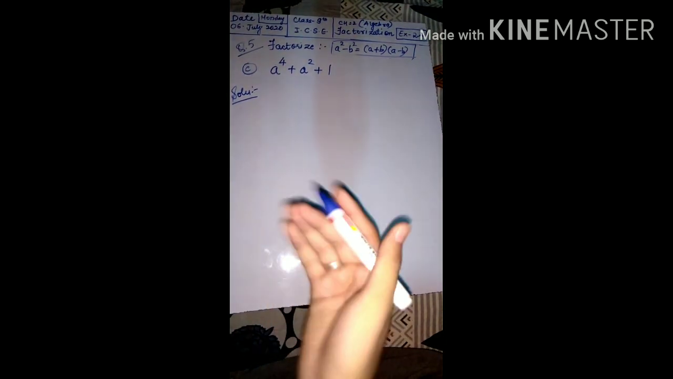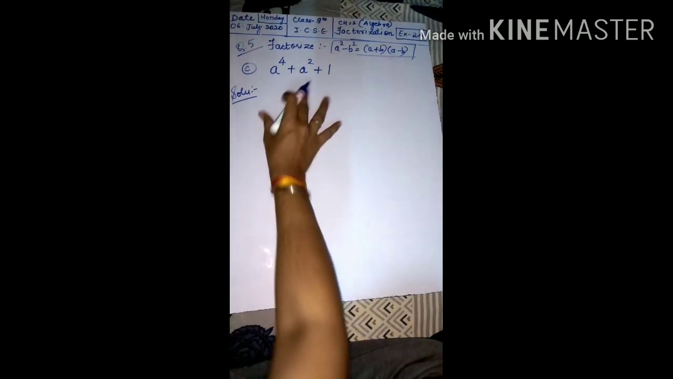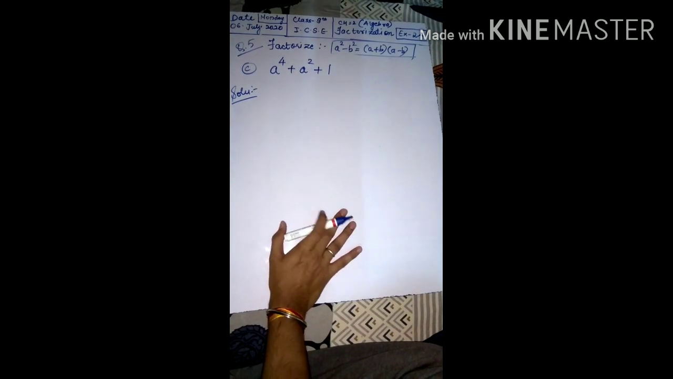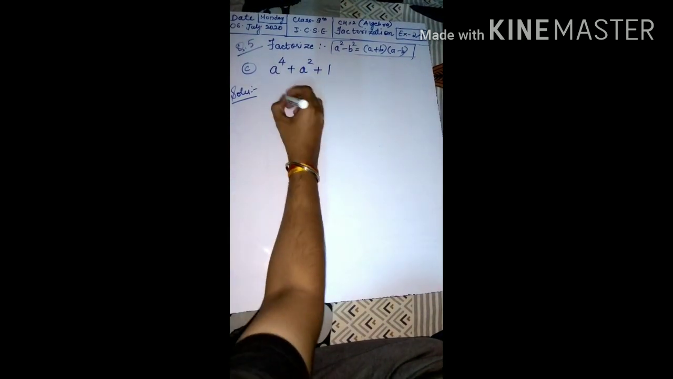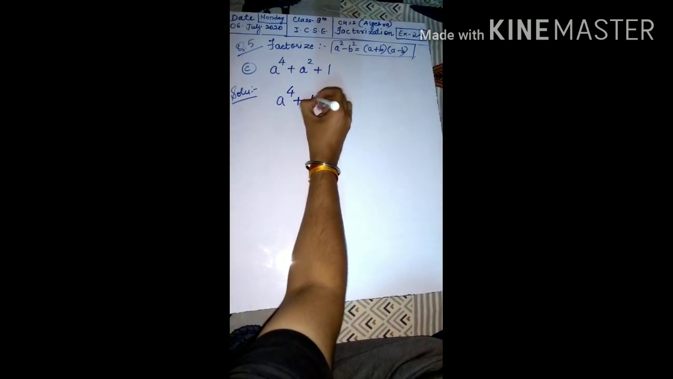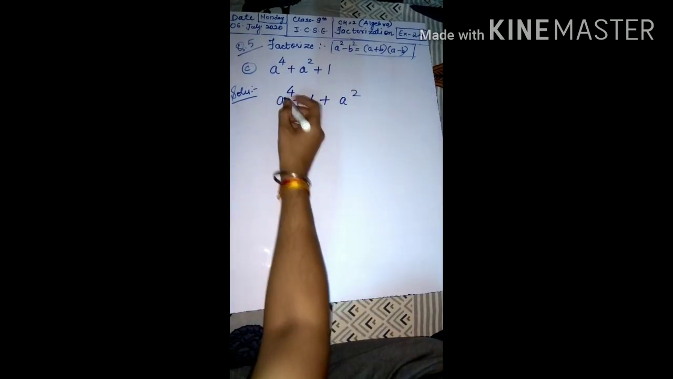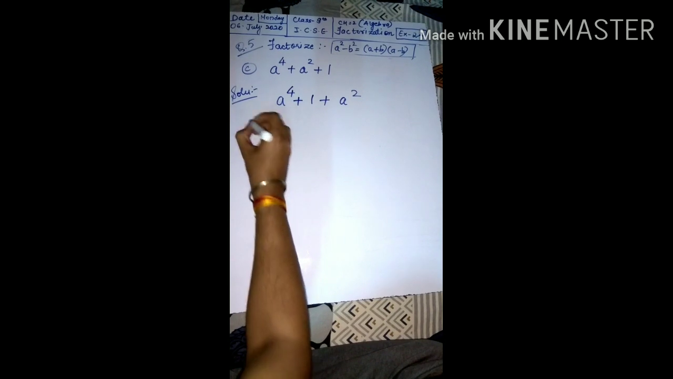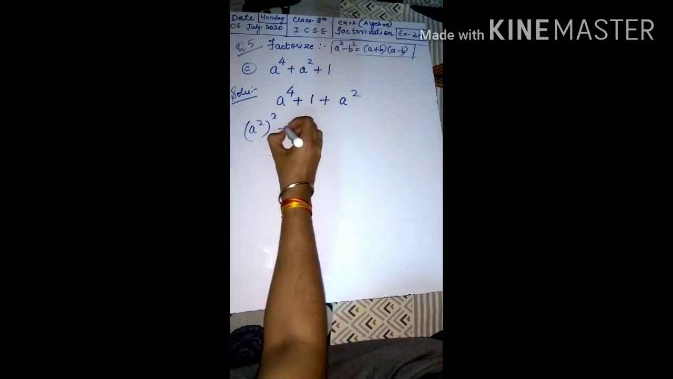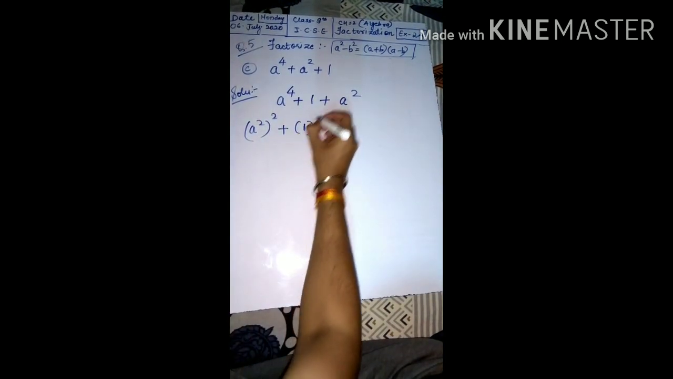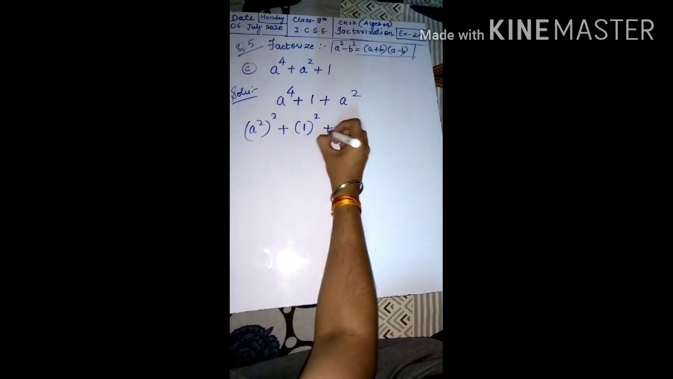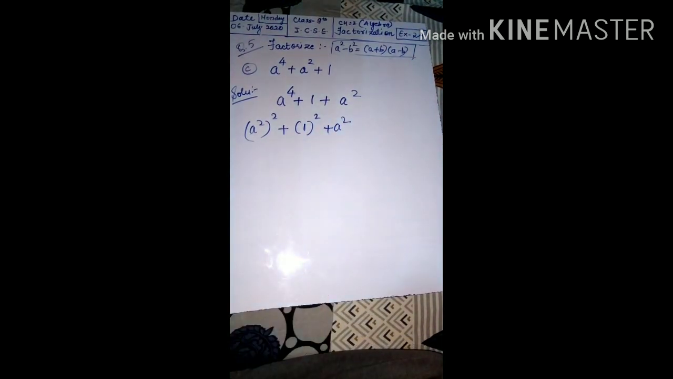So what I'm doing, I'm directly taking you to that step where we will get the result. Okay, so this a to the power 4 plus 1, I'm writing, and this a square. Now this a to the power 4 can be written as a square the whole square, plus this 1 can be written as 1 the whole square, and this plus a square I'm writing as it is.